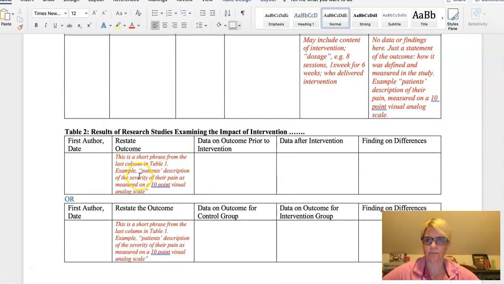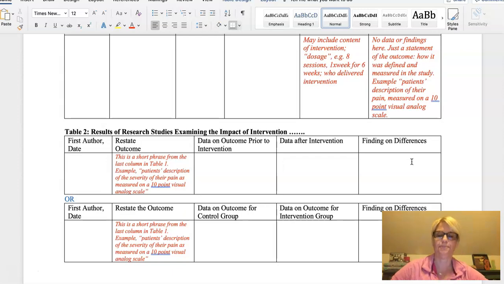Then for table 2 for this one, very similar: restate the outcome, data on outcome prior to intervention, data after, and findings. So a lot of times they're going to measure loneliness before the intervention and after the intervention. So that's what they're asking for here. What was the mean score for loneliness before the intervention? Write it there. And then what was it after? And then the finding is: is it significant or not? And that's really what people want to know. Was it significant, which means that they'll report P less than or equal to 0.05 or not. If it wasn't significant, then there is no difference.